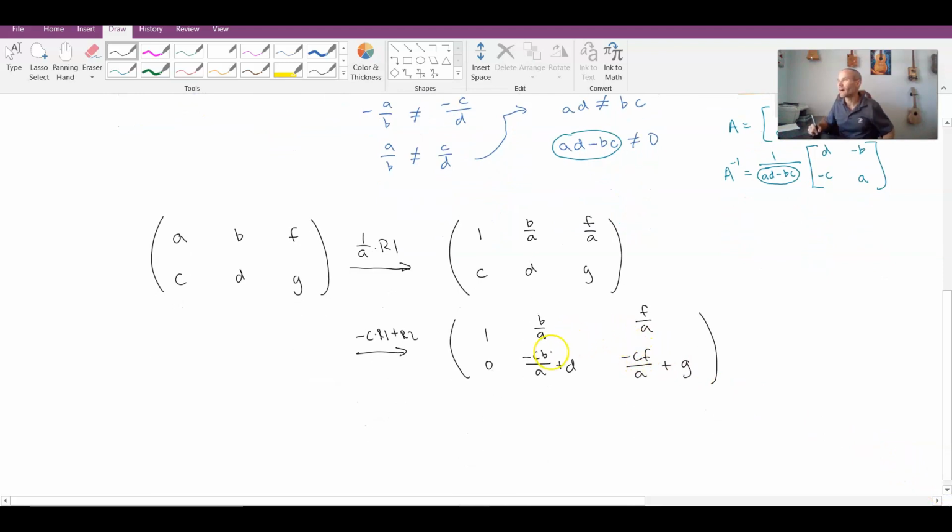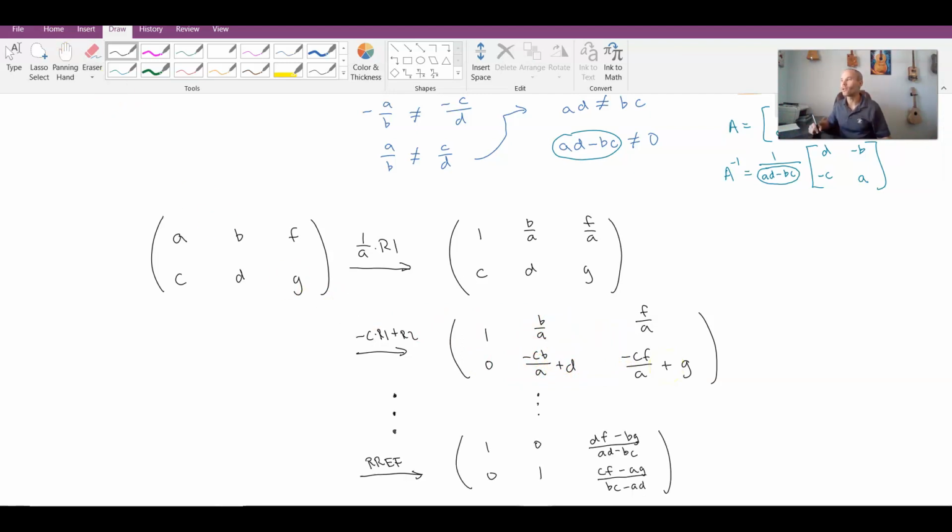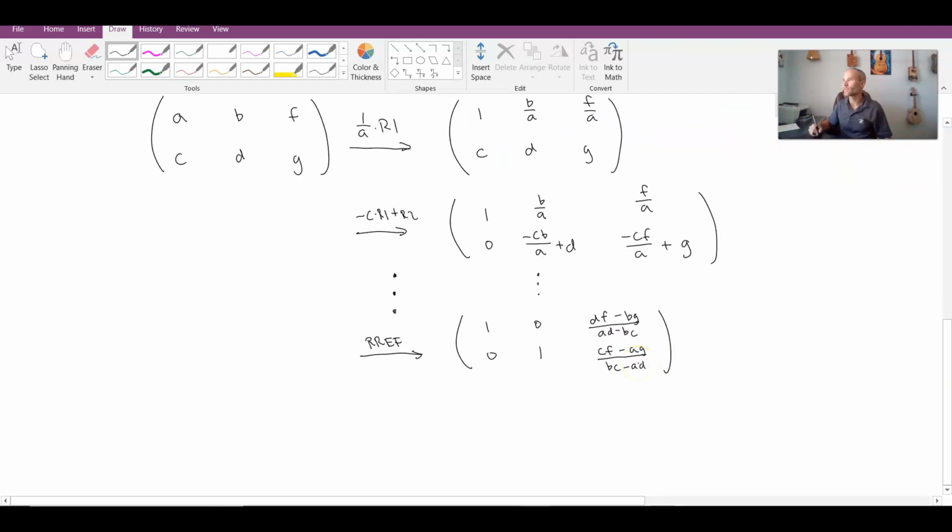So to save some of the messy algebraic details it would take us to eliminate this, what we end up with is the following reduced row echelon form. And you can see that in this solution we're saying that X is going to equal DF minus BG over AD minus BC. And there's that AD minus BC again. So if AD is equal to BC, that means the two slopes are the same. And if the two slopes are the same, then there's not going to be a unique solution. There's either going to be 0 or infinitely many.